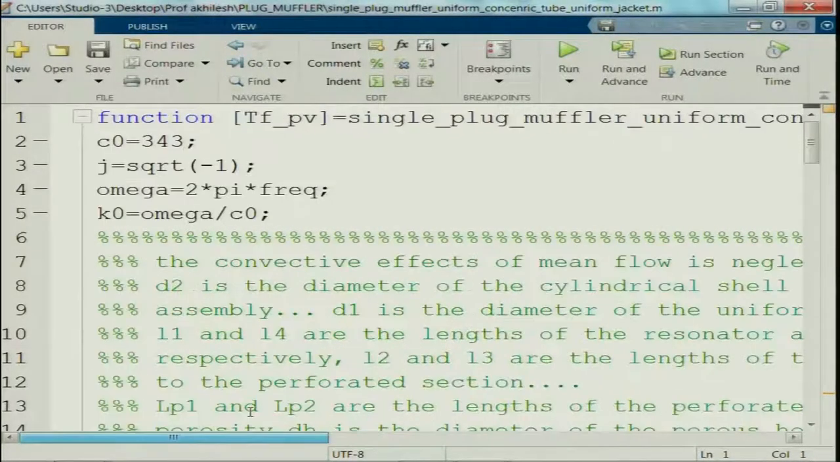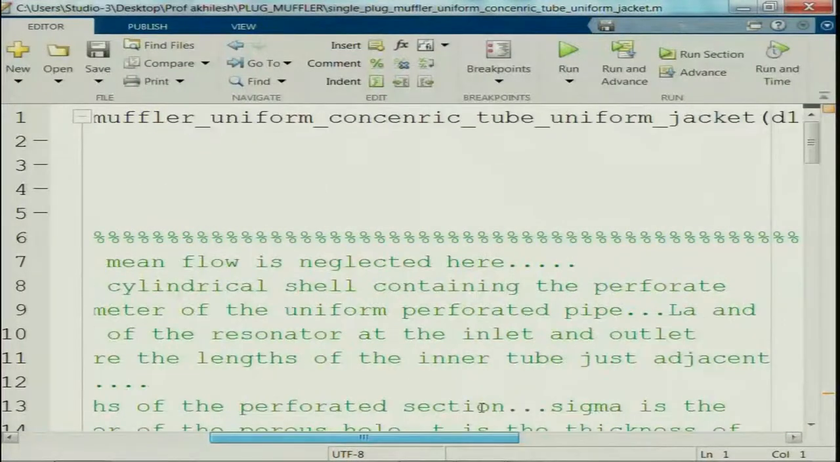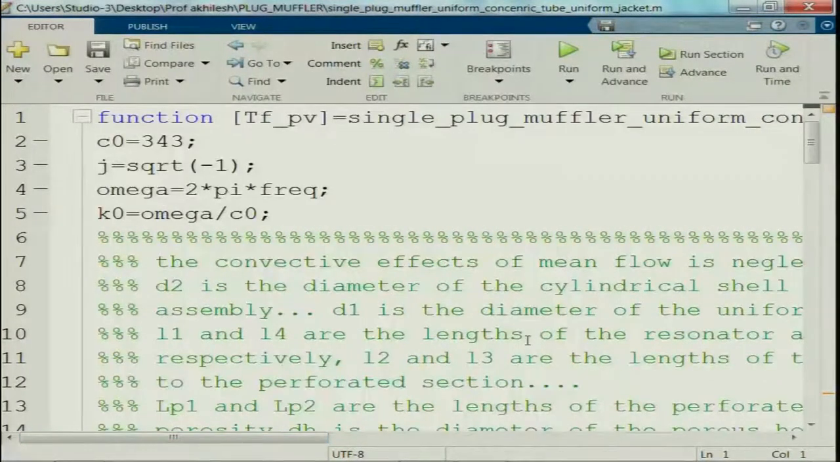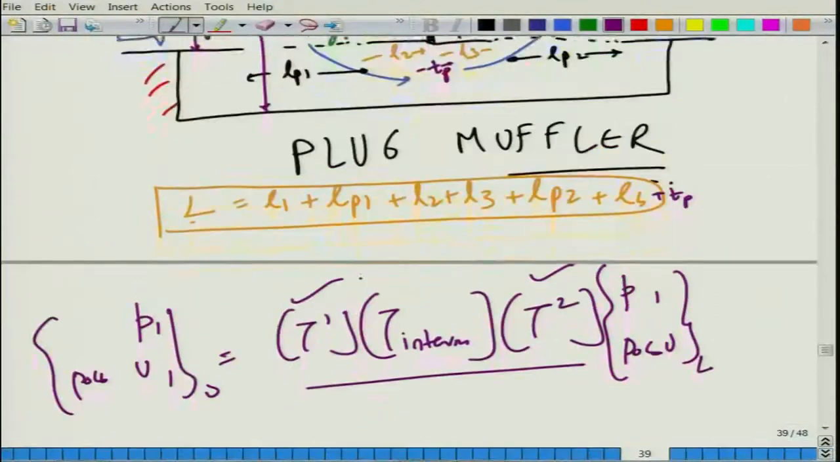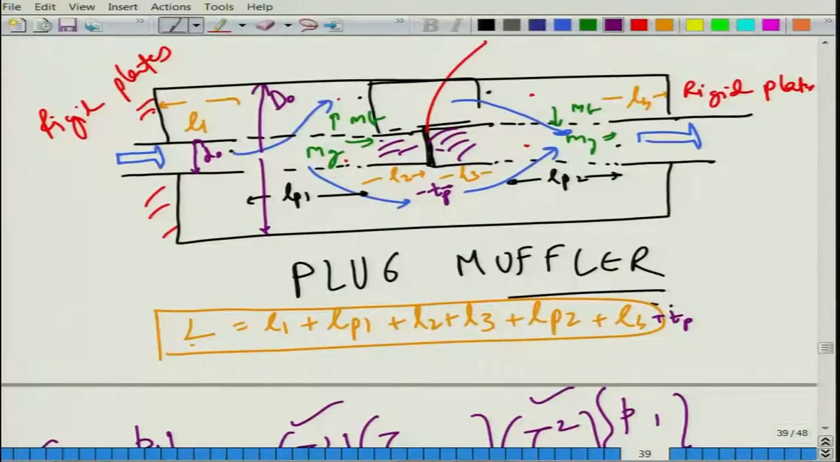So, D1 and D2. D1 is the diameter of the cylindrical shell containing the perforate assembly, that is, what am I talking about? I am talking about this D0. Well, the symbols used in the code are sort of different, but still shell means the entire thing that you see here.